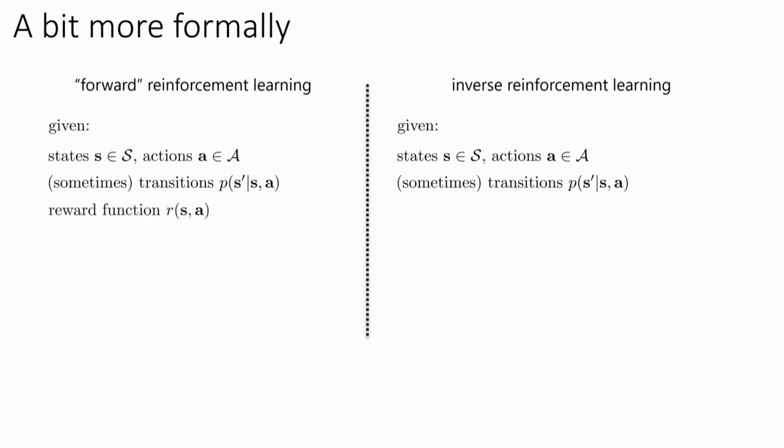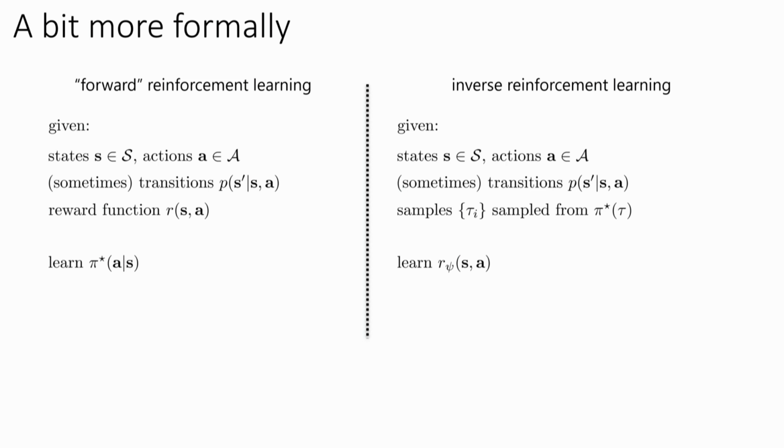And then for forward RL, you're also given a reward function, which fully defines your MDP. For inverse RL, you're not given the reward function. So in forward RL, you take the reward and you learn your optimal policy. In inverse RL, you assume that you observe sample trajectories that were produced by an optimal or near optimal policy, and then learn a reward function.